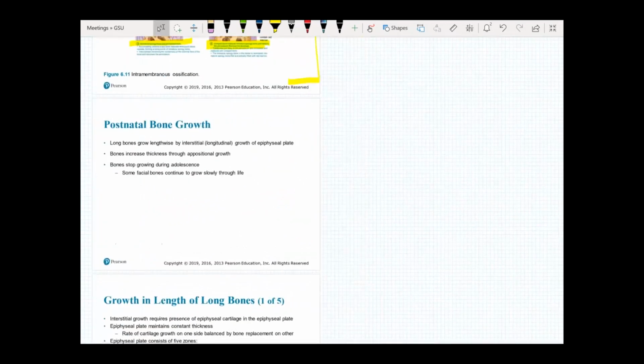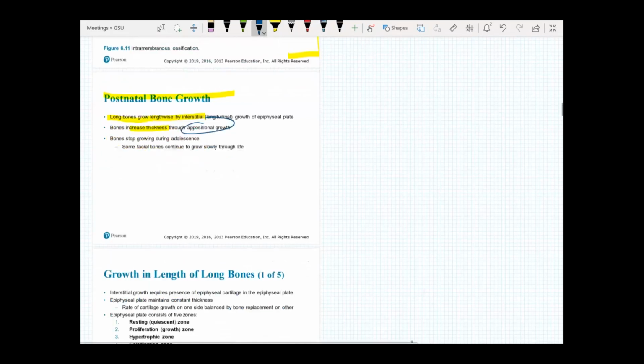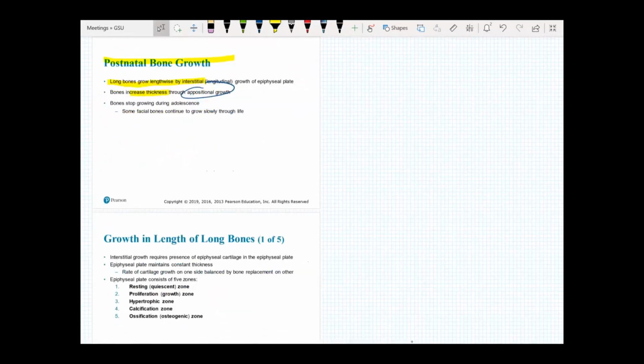What's happening with growing actual bones during development? So this is going to be considered postnatal bone growth. Long bones will grow lengthwise, but they will also increase in thickness. There's going to be another type of growth that we'll talk about called appositional growth. And then bones will stop growing at some point during adolescence. They all stop at different points in development, and at different points for males versus females, but they do eventually stop. And if they don't, then there's an issue with hormones.